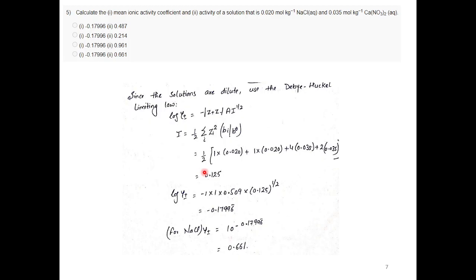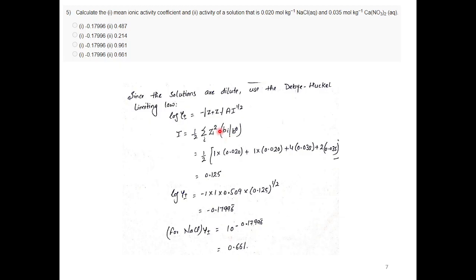This is log gamma plus minus, that is the mean ionic activity coefficient. It equals minus A z plus z minus root over I, right? I is what I'll call the ionic strength of the solution, right? And I is half the summation of z i square m i.